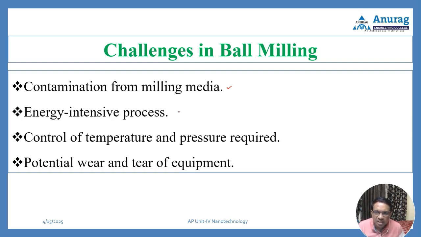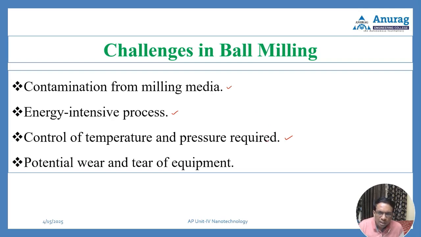Then it is an energy intensive process, so whenever we are running the ball mills, it consumes more power. Then control of temperature and pressure is required. Whenever we are doing dry milling, continuous collision between the materials and balls reduces particle size, but at the same time the temperature goes on increasing. For some materials, if the temperature crosses their crystalline or reaction temperatures, internal reactions will take place between the materials, forming unexpected material. So in order to avoid that, we take care of the temperature.